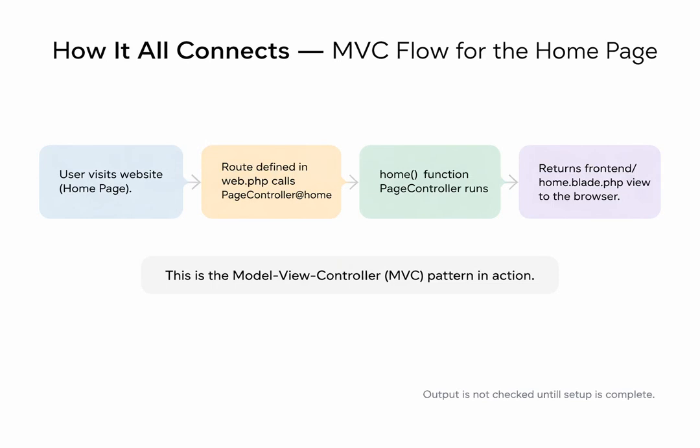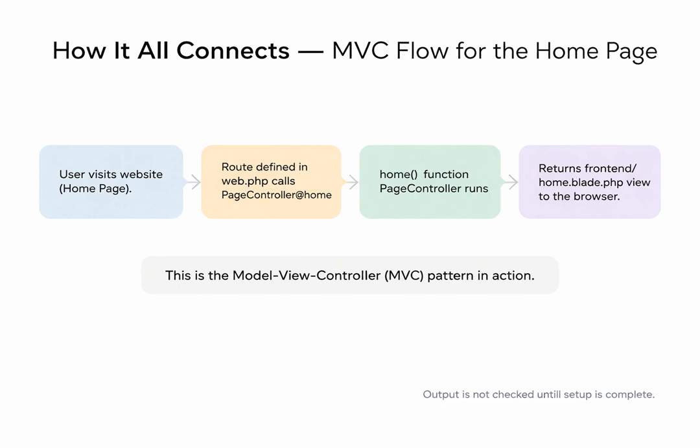Let's take a step back and see how all of these pieces connect together. This is the classic MVC, Model View Controller pattern that Laravel is built on. When a user visits the homepage of the website, a route defined in the web.php file intercepts that request and directs it to the home function inside our page controller.